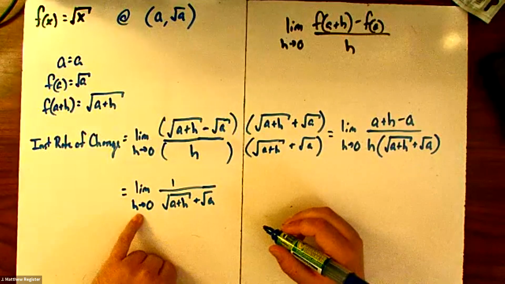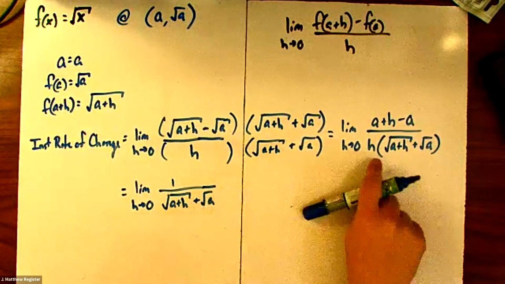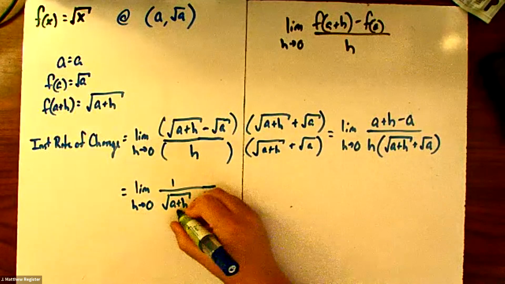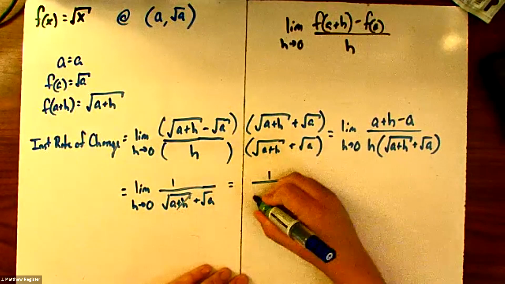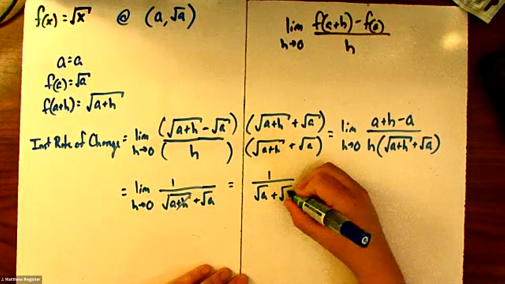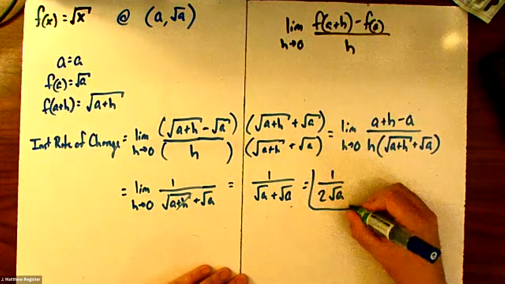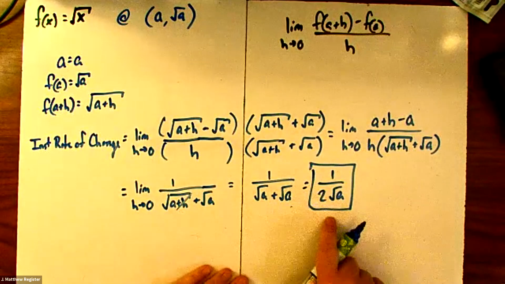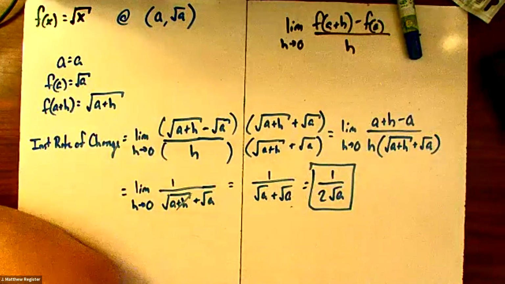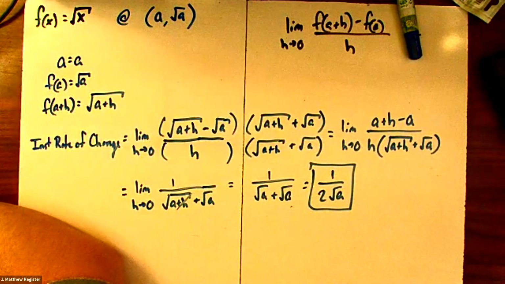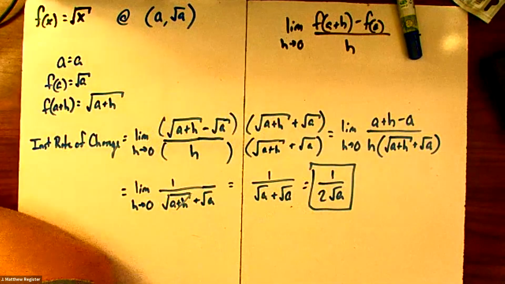And now we can plug in h going to 0, because now 0 going in for the h isn't going to give us a 0 in the denominator. When the h goes to 0, we're left with 1 over square root of a plus square root of a, which is 1 over 2 square root of a. That is powerful. And so we got the instantaneous rate of change at the point a comma square root of a is 1 over 2 square root of a.